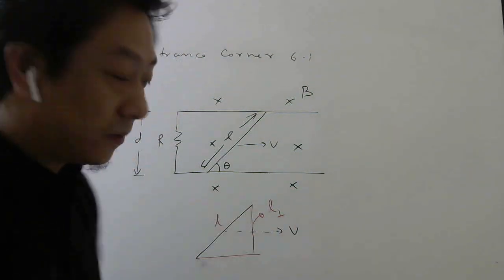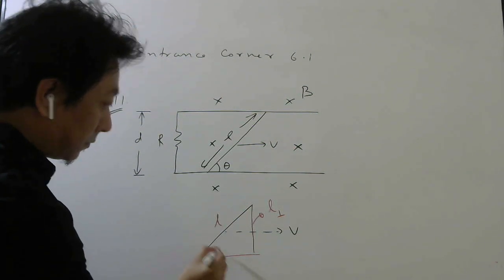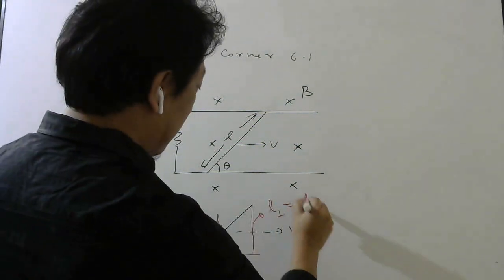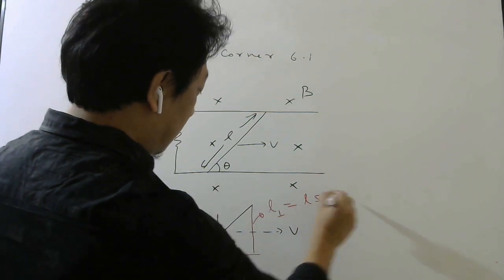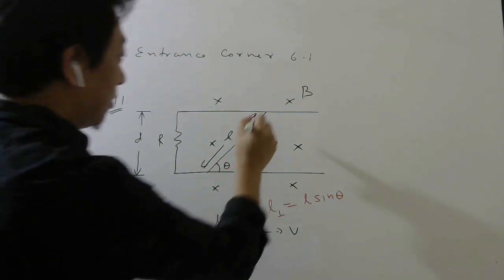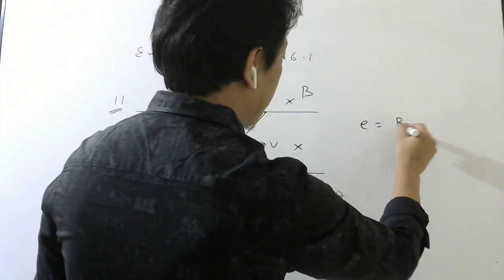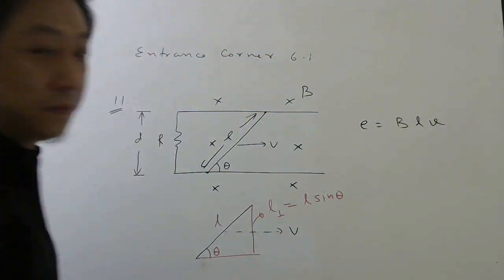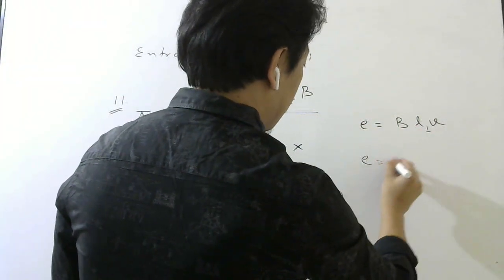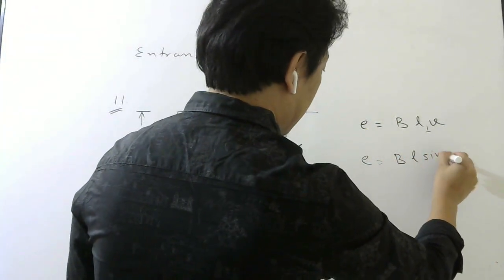Now remember this angle is here, okay? So this is theta. So what will be L perpendicular? This is the opposite side, so it will be L sine theta. This is the hypotenuse, no? So what will be the EMF produced between this end and this end, the potential difference? It will be BLV. Right? But which L should I use? Perpendicular. So B, L perpendicular is L sine theta into V.